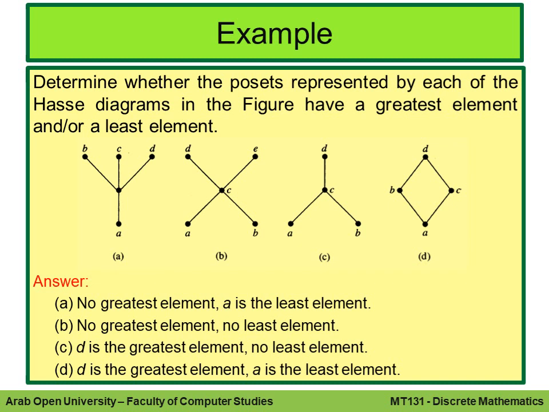Here are examples. The first one, part A. There are no greatest elements, but A, the vertex A, is the least element. It is less than anything else in the set. In graph B, there is no maximal element, I mean no greatest element, and no least element. In C, there is a greatest element, which is D, but there is no least element. In graph D, D is the greatest element and A is the least element.